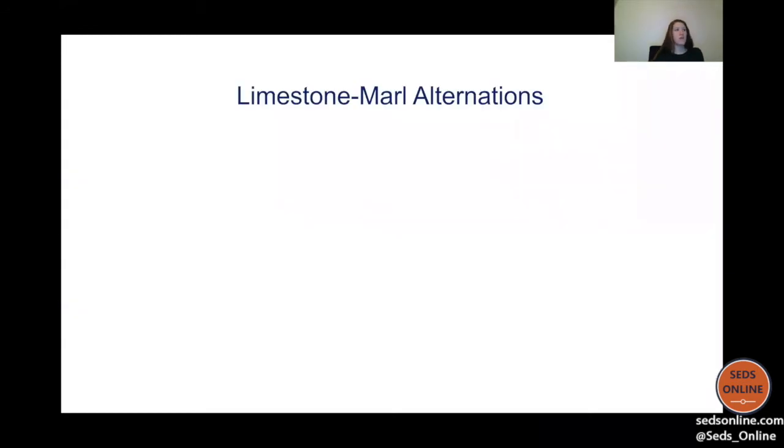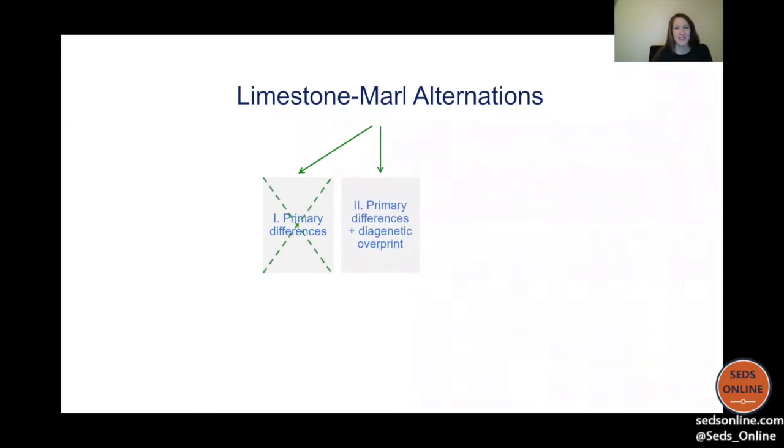Although researchers agree on the fact that a redistribution of carbonate took place at some stage in the process, generating a limestone alternation, there's an ongoing discussion about the time, the burial stage at which this carbonate redistribution took place, and on the primary sedimentary characteristics and the involved processes. So as I just said, the primary differences are ruled out, and the question is, do we have primary differences with a diagenetic overprint, or do we have a diagenetic overprint of a more or less homogeneous sediment?